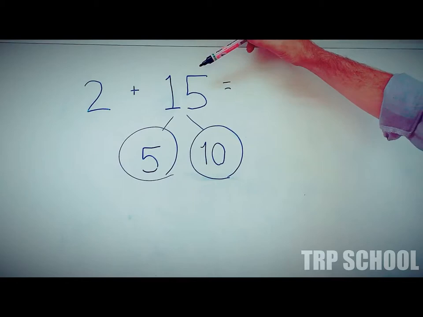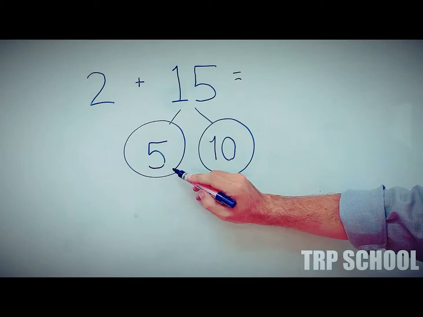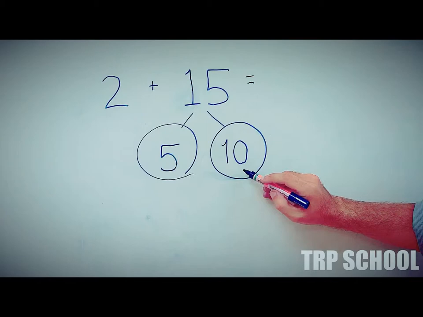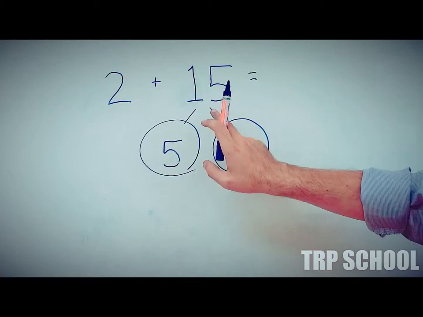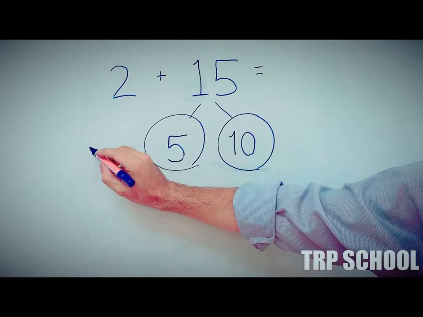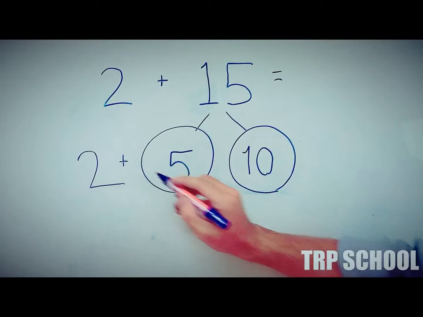For our 15, we have our ones place over here on the left, which is our 5, and our tens place over here on the right, which is 10, one group of 10. So now that we know 15 is a 5 and a 10, and we're adding, we can add all three numbers together. So I'm going to bring my 2 down here, plus 5, plus 10.